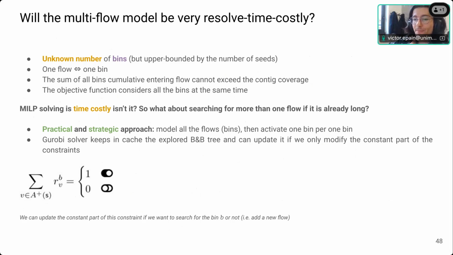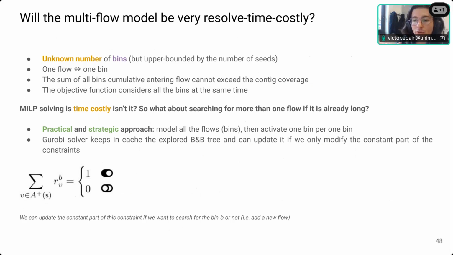How to make it tractable? You can use a practical and strategic approach. First, you model the problem for all the bins. Then you activate one bin per one bin. So you say, search for exactly one bin, then search for exactly two bins, etc.